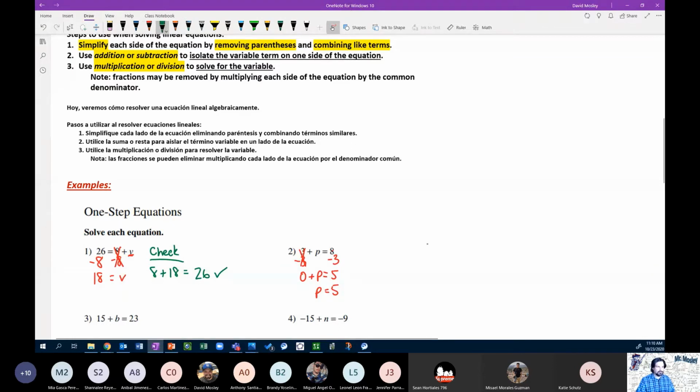And then we check our work. I know it seems silly, but we always want to check our work. 3 plus 5 equals 8. Woohoo!